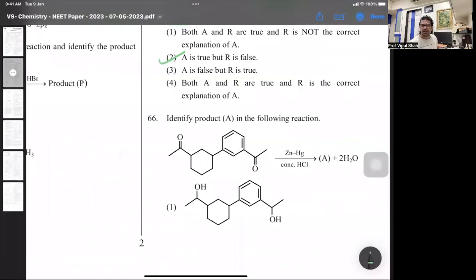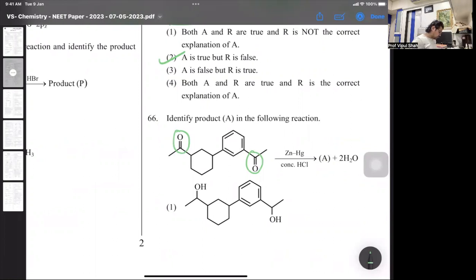66th, a very easy one. You have two ketonic groups, zinc amalgam and conc HCl. We all know what zinc amalgam and conc HCl is: Clemmensen's reduction. The rule is simple. The carbonyl group is reduced to a methylene group. C double bond O becomes CH2.